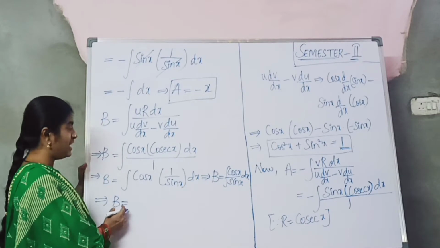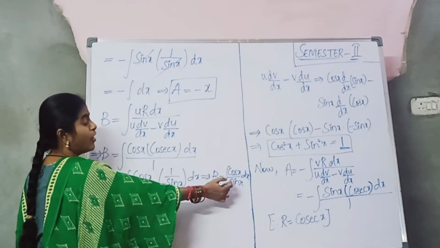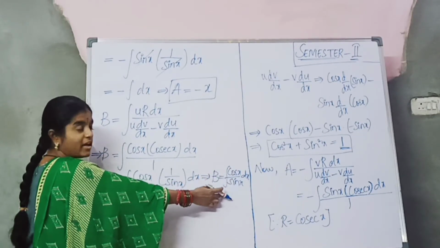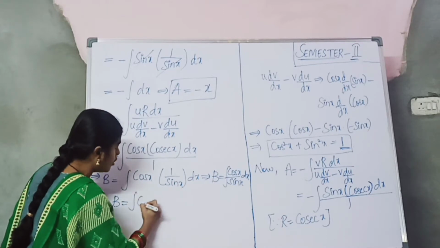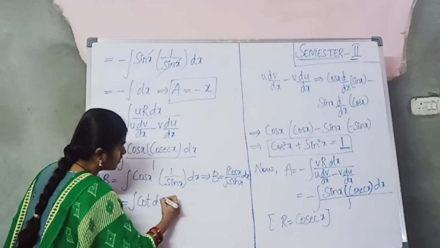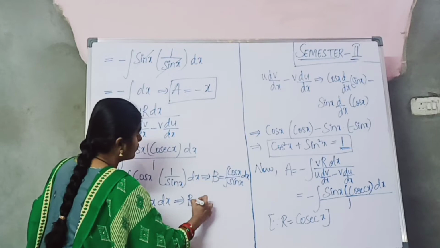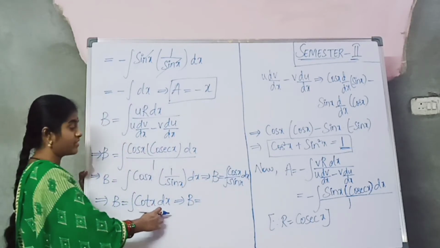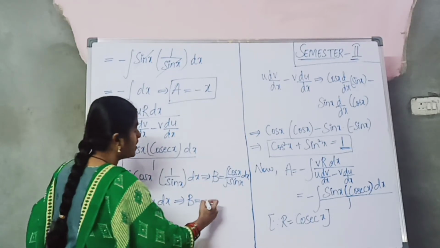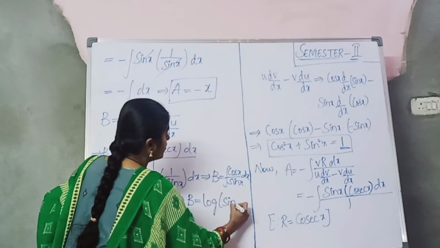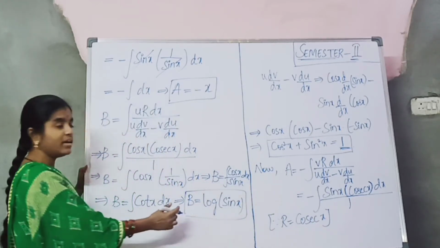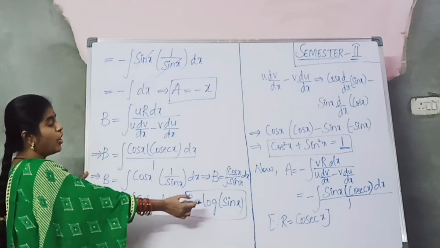So b equals integral of cos x by sin x, which means cot x. So integral of cot x dx. So b equals integral of cot x dx. What is the formula for integral of cot x dx? Log of sin x. So what is the value of b here? b equals log of sin x.